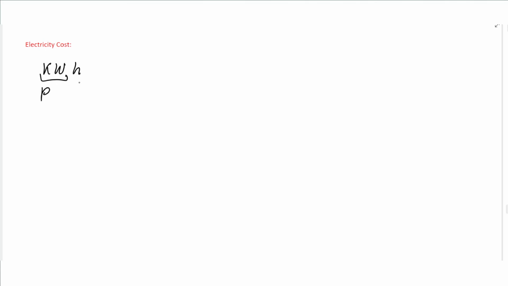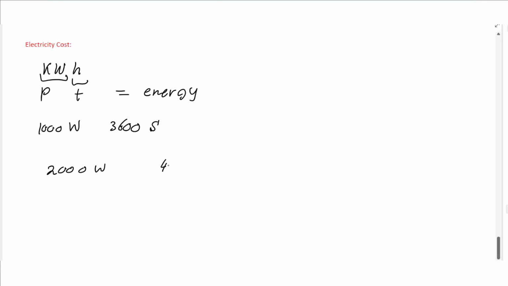Kilowatt is power and hour is time, and multiplying power by time you get energy. But this is not energy in joules, since kilowatt is actually 1000 watt and 1 hour is actually 3600 seconds. So if you connect a 2000 watt heater and you keep it working for 4 hours, you can calculate the energy in kilowatt hours. 2000 is 2 kilowatts and 4 hours is already ready for the equation.